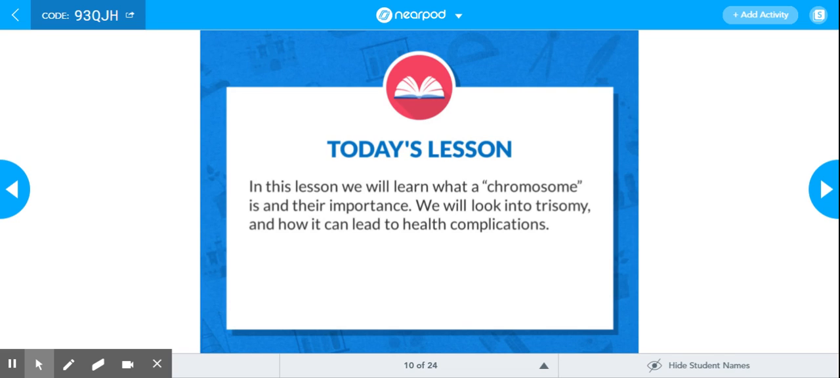All right, so now we're going to learn a little bit more about chromosomes. So today's lesson, we will learn about chromosomes. What are chromosomes and why they're important? And we will also look into trisomy and how it can lead to health complications.